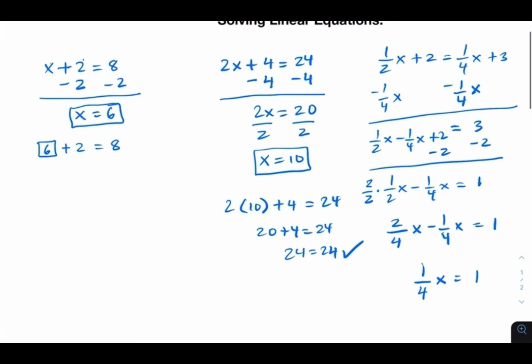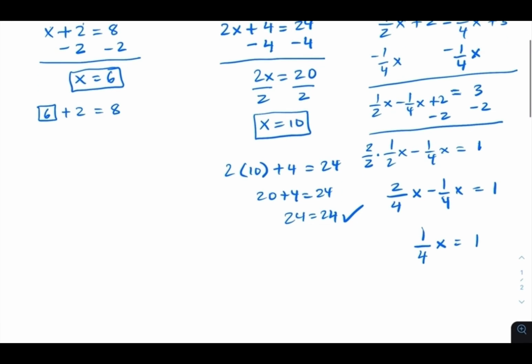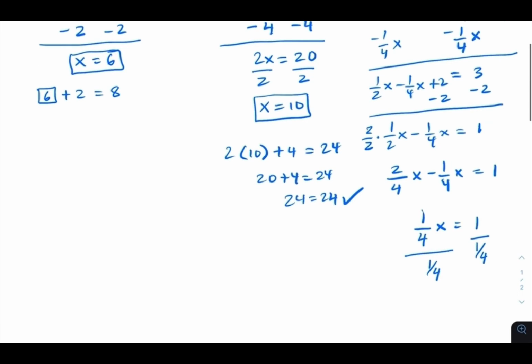And now you need to get rid of that 1/4, right? So in this case, remember you have 1/4 times x. And so you want to divide both sides of this equation by 1/4. And so 1/4 divided by 1/4 is just 1, and so you're just left with 1x, which is just x. And so you have 1 divided by 1/4.